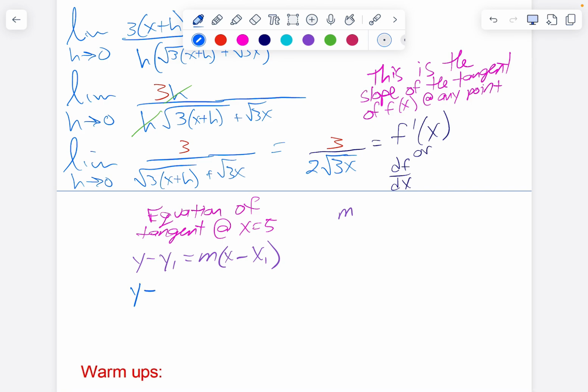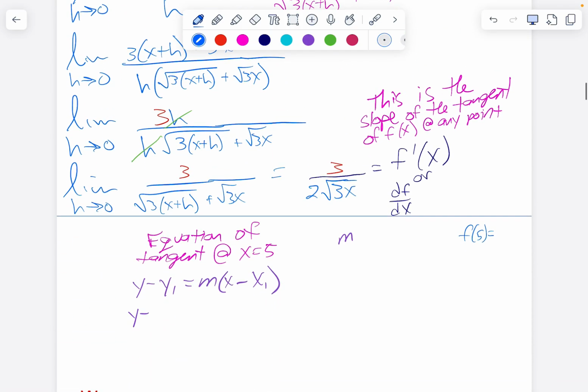Okay, notice right away that we don't know y1. Did anybody think of that? Yeah. So y1, where do we get y1 from? F of 5. Yeah, we need f of 5, which equals root 15. Okay, so that becomes y minus root 15 equals, how do we get m? Trevor? Actually, somebody else besides Trevor. He already said. Chloe, how about you? How do we get m?